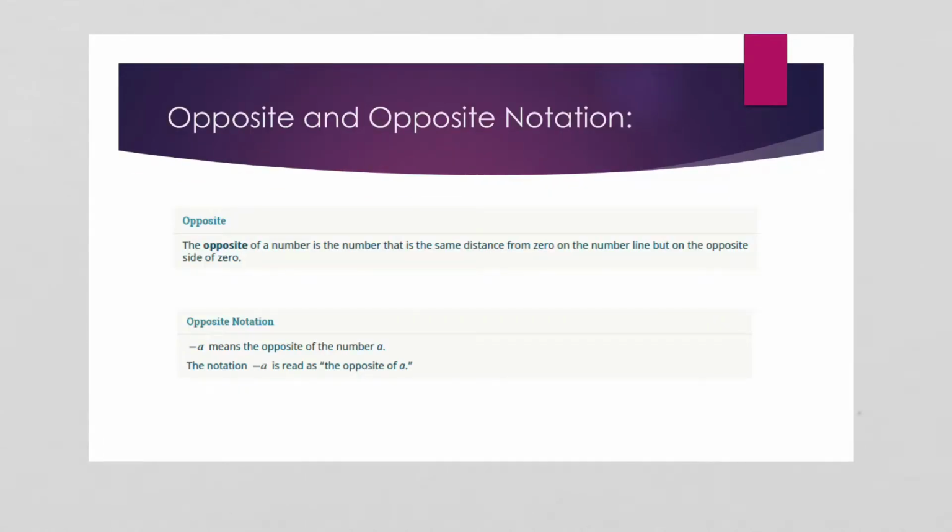If I ever ask you for the opposite of a number, then I am asking you, if it's positive, it's going to become negative, but stay the same number. If it's negative, it's going to become positive, but stay the same number. So opposite notation means just whenever you put a negative sign in front of that number. So it can be read as the opposite of A. You could say -A, that's fine, but just so you understand, it means the opposite of whatever A means.